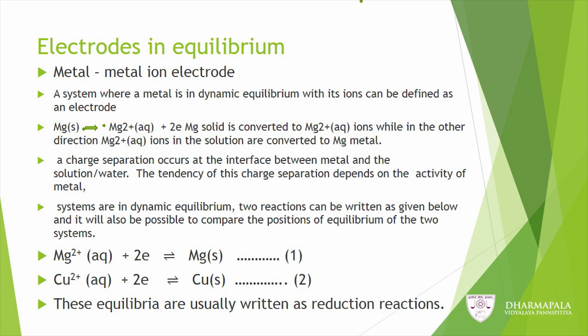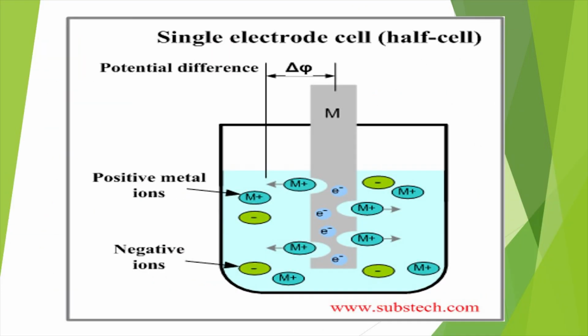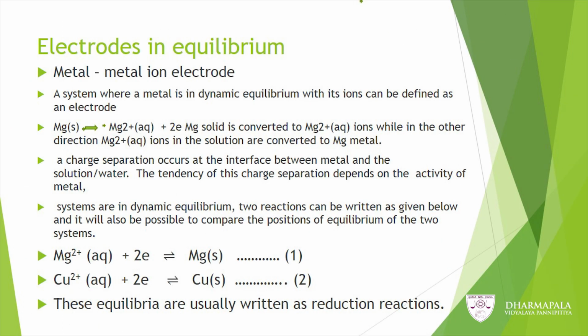Now let us consider electrodes in equilibrium. First, metal ion electrode. So this is a single electrode cell. Here the metal is dipped in a solution of its metal ions. A system where a metal is in dynamic equilibrium with its ions can be defined as an electrode. Magnesium solid is converted into Mg2 plus ions and 2 electrons. In the other direction, Mg2 plus ions in the solution are converted to magnesium metal.